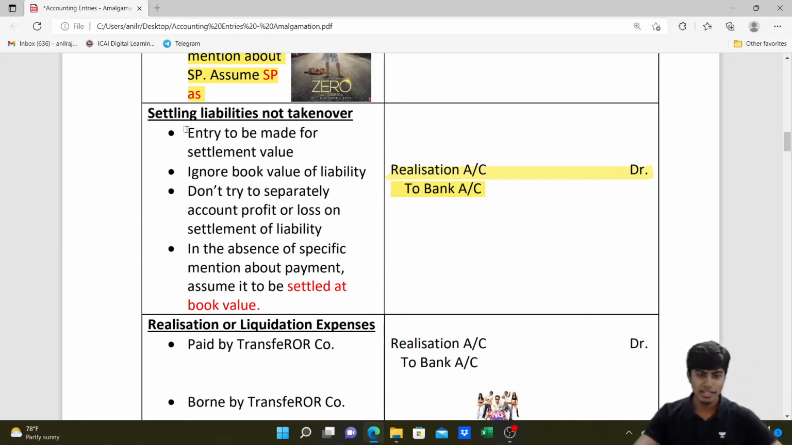Get that? See, the entry is to be made for settlement value. Ignore the book value of the liability. Don't try to separately account profit or loss on settlement of liability. Why? That profit or loss will straight away impact realization profit or loss, which in turn goes down to our shareholders account directly. We don't have to account this separately. Done? And if nothing is mentioned, by way of prudence, we'll assume that this entire liability is settled at book value. See, in the absence of specific mention about the payment, assume it to be settled at what value? Book value. There you have it.